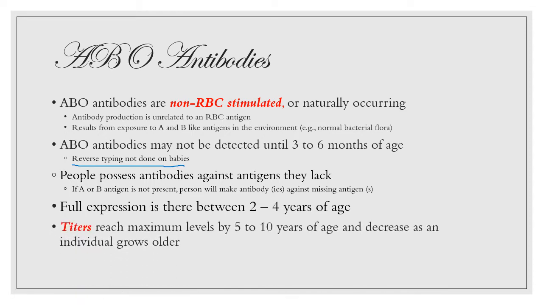So antibody titers, the titers show about how much of the antibody is there, reach their maximum levels by the time the person is 5 to 10 years of age and decrease as the individual grows older. If you understand this concept, it will help you understand why an elderly individual, I'm talking about a person in their 70s, 80s, 90s, will not have the same expression of the antibodies, and their reverse group might not be as strong as it was when they were in their youth.